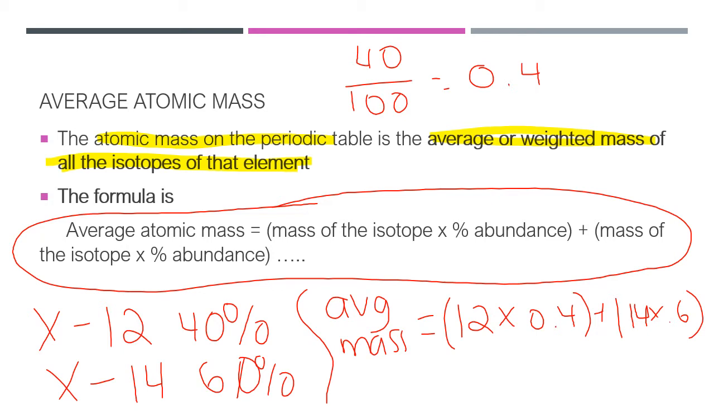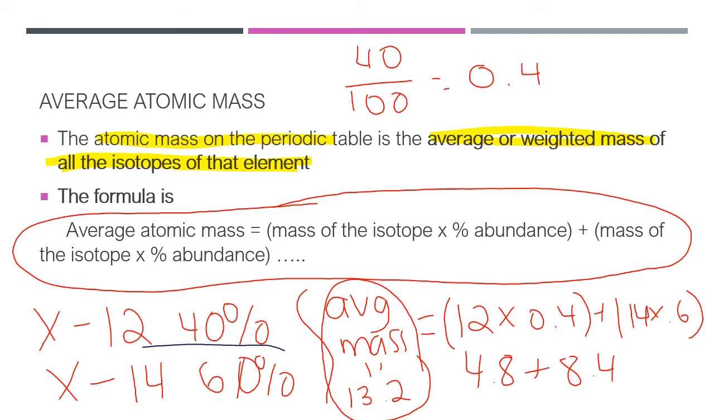And if I type that in, which I didn't type in earlier because I just made this up, 12 times 0.4 is 4.8 plus 8.4. That average mass is 13.2, which, looking at those two isotopes, makes sense that the mass is 13.2 because most of that fake element has a mass of 14. And so the average atomic mass should be closer to 14 than it is 12.